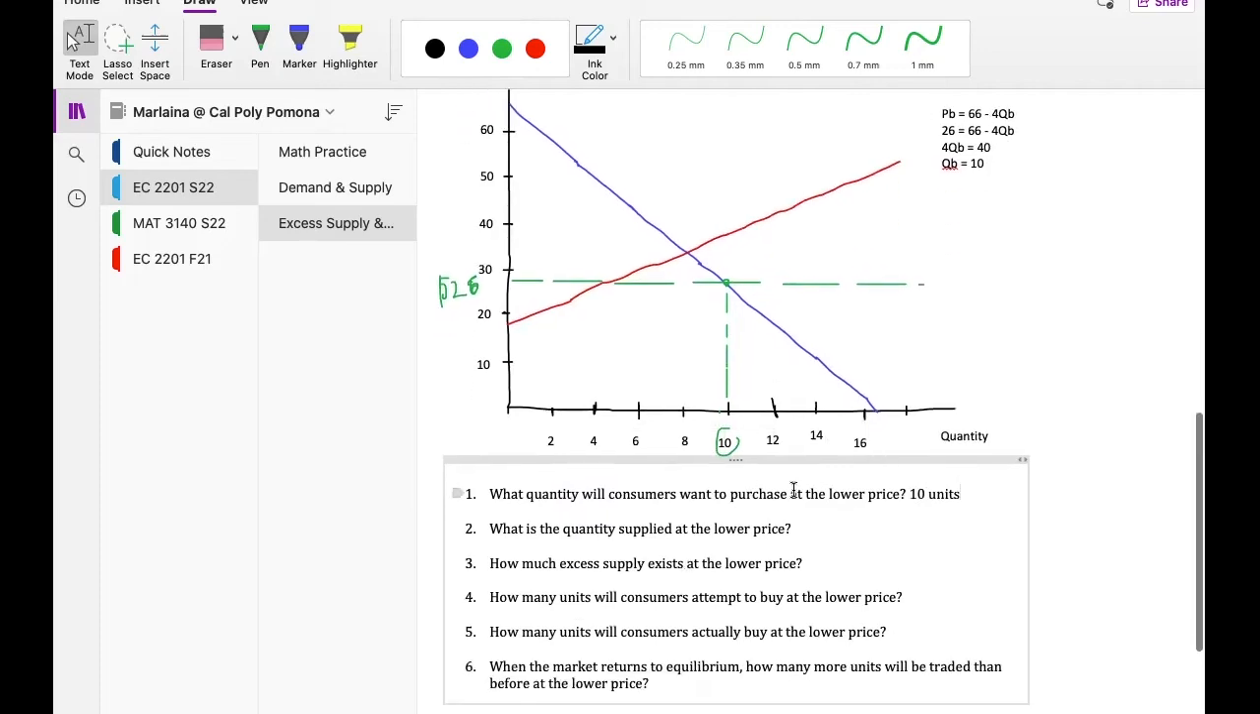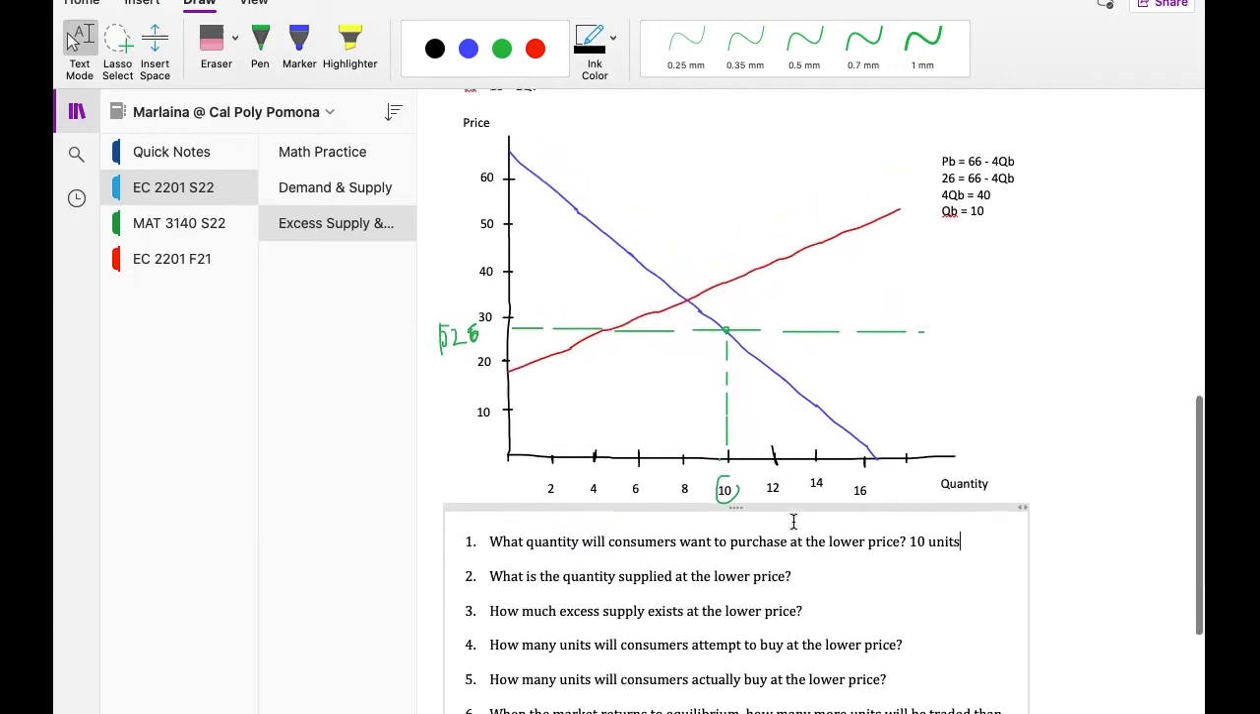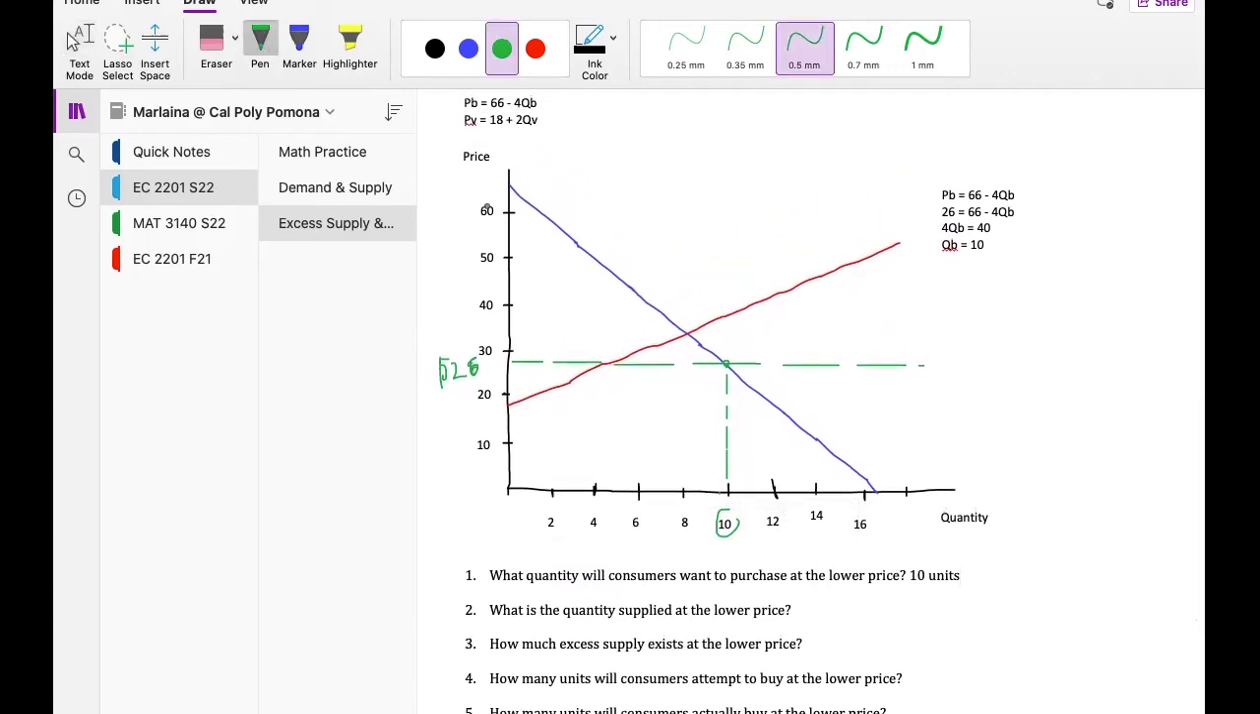So that's going to be the quantity that consumers would like to purchase. Now let's look at the quantity that's going to actually be supplied by the producers. So, we can go right here along the supply curve at that price of 26. If we go down, I believe it's 4. Again, this is a sketch, so it's not entirely accurate. So we can just check really fast.